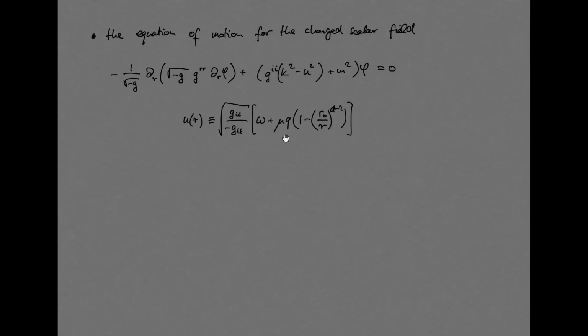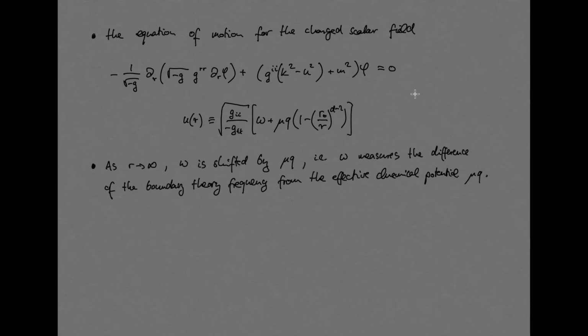And this mu times q is sort of an effective chemical potential for the charged scalar. So if you change q, you will get a different result for the Green's function. This is what you will want to solve. You also have to note that as r goes to infinity, so you're approaching the AdS boundary of the geometry, this term will vanish, so you will have just omega plus mu times q. So omega is shifted by mu q, the effective chemical potential, which means that omega measures the difference of the boundary theory frequency from the effective chemical potential. That is just mu q.